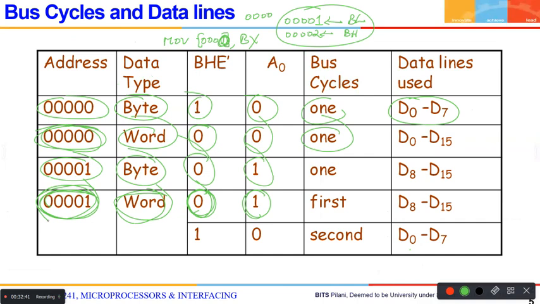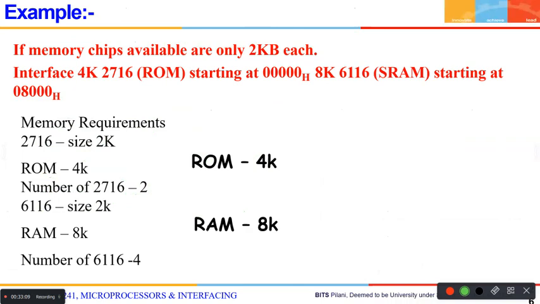Because your compiler will do memory allocation, address allocation in such a way that whenever you want to have a word access, it will try to do it in one bus cycle only. It won't create any situation where you have an address something like this and try to transfer the data. So this is about how the 8086 microprocessor transfers the data.